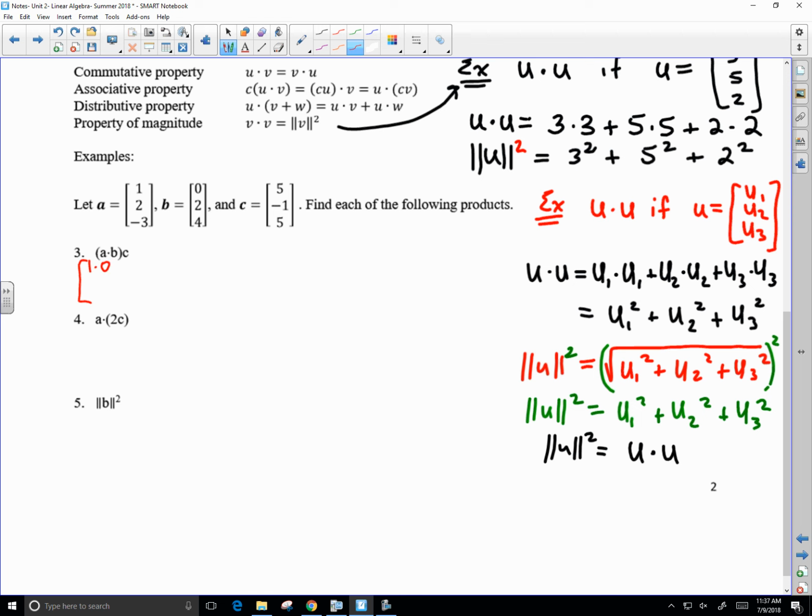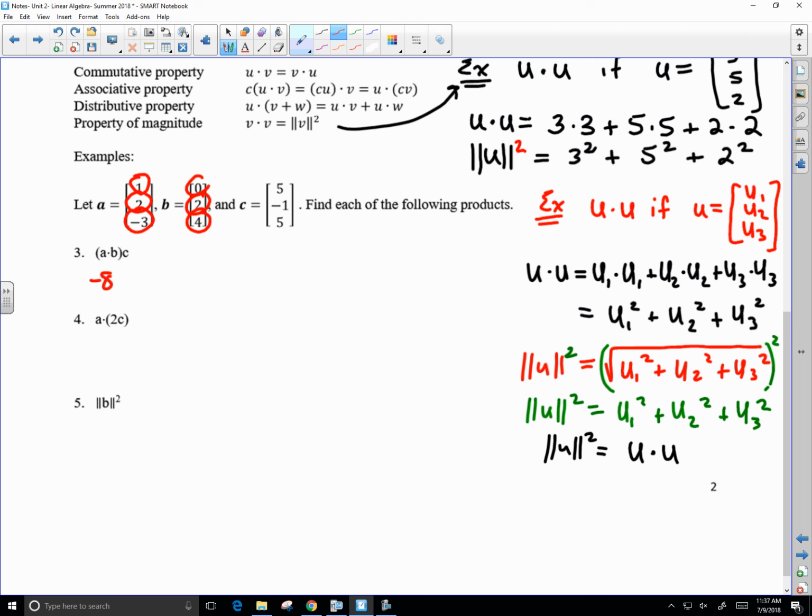Actually, I just jump to it because sometimes showing the work makes it less clear, because we're going to take a sum anyway, right? 4 negative, so negative 8. All right, so we're taking the corresponding components, multiplying them, and then adding the results.